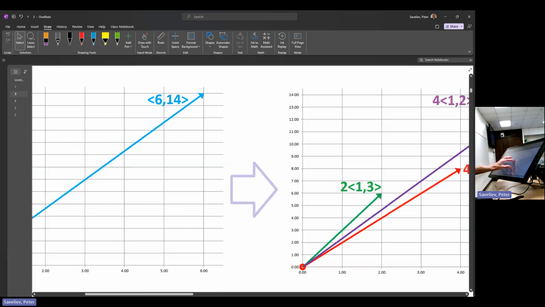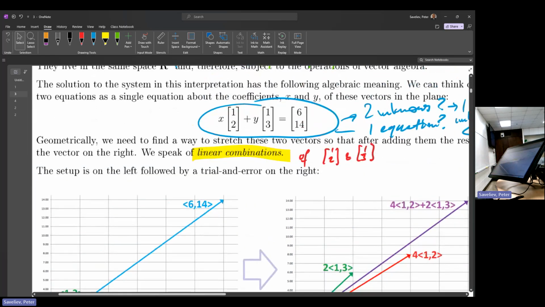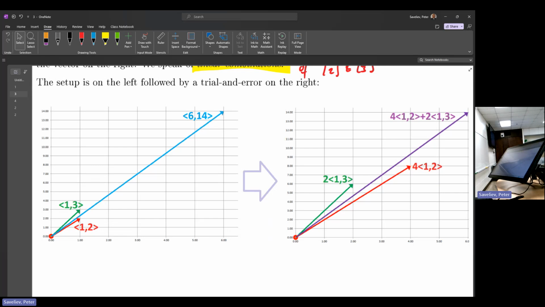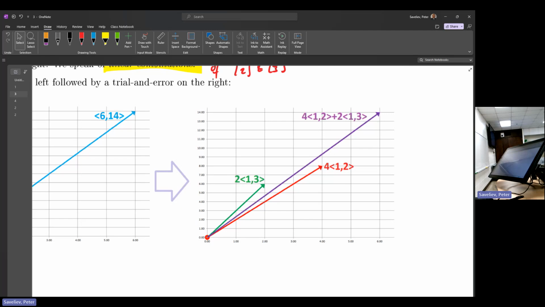Once again, this is the problem we're trying to solve right here. Find x, y, on the left. Find the exact extensions of those two vectors, red and green, in such a way that together they will produce 614. And the solution of that problem is right here. So I double the green vector, I quadruple the red vector, and together it does produce 614. So the problem is solved.